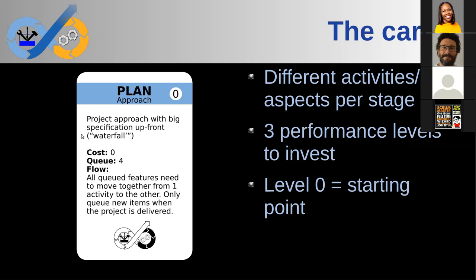So in this case, performance level 0 of your planning approach is plain waterfall, big specification up front. It doesn't cost you anything because it's the default set. Queue and flow, I'll explain in a minute, but I'll better explain this on the board itself to get this fully understood. Starting point is level 0. We are in a mixed group. Once you would do this in your own organization, and you know your team or the teams you're working with, you know what their performance level is on each of these activities, then you really can apply the levels that correspond to your situation to make it more realistic.